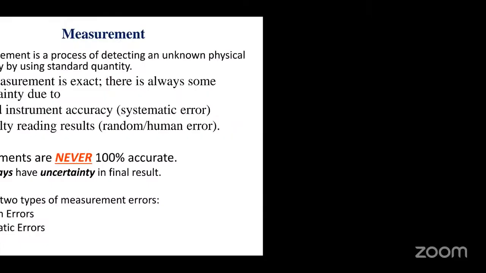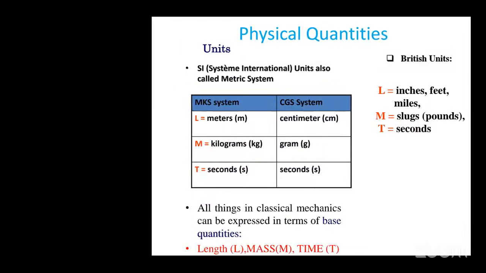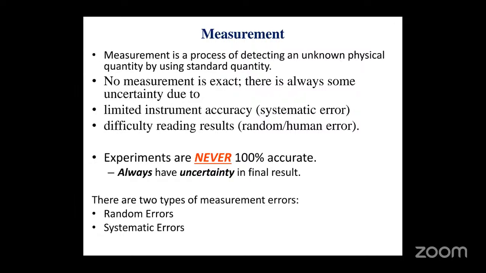So how do we minimize error due to random or error due to systematic? Random error is error that is caused by the person carrying out the experiment. So one way to minimize such error is to take repeated readings. When you take repeated readings and find the average, you are able to minimize the error.